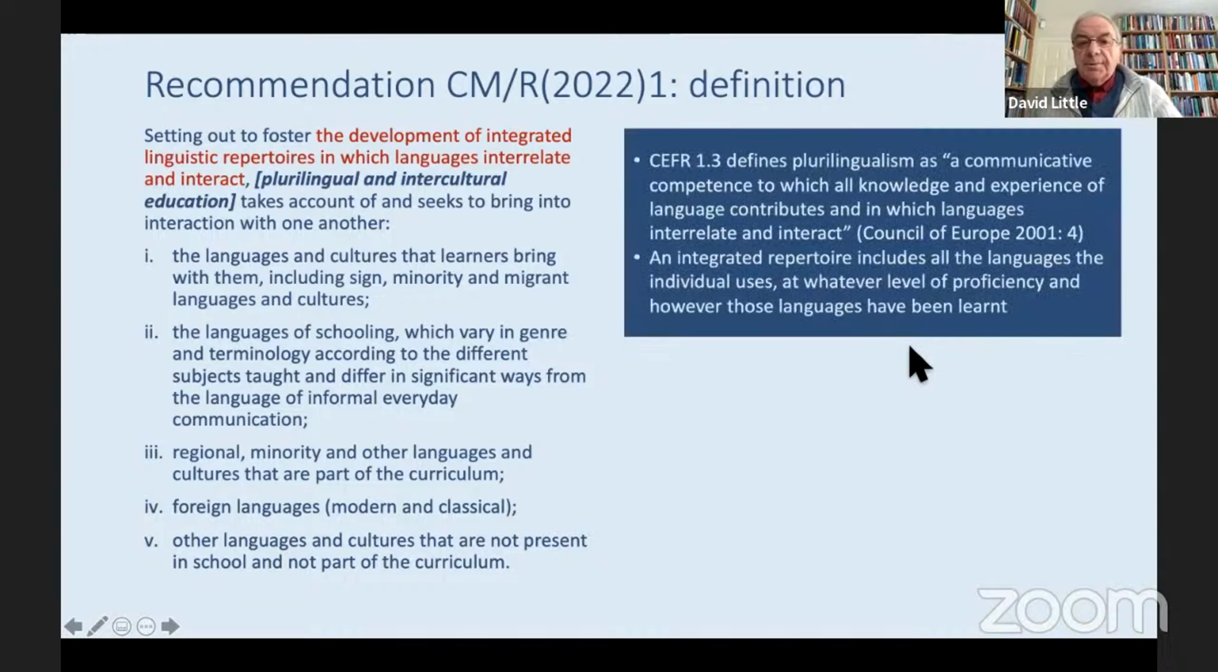That phrase is a deliberate echo of Section 3 of the first chapter of the Common European Framework of Reference for Languages, which defines plurilingualism as a communicative competence to which all knowledge and experience of language contributes, and in which languages interrelate and interact. An integrated repertoire includes all the languages the individual uses at whatever level of proficiency and however those languages have been learned.